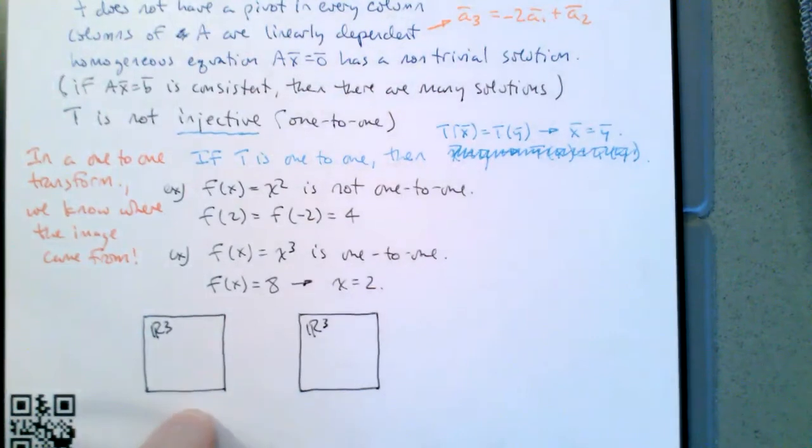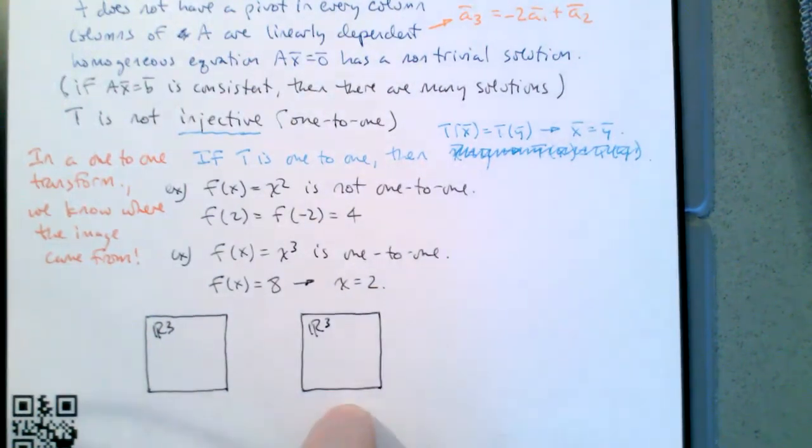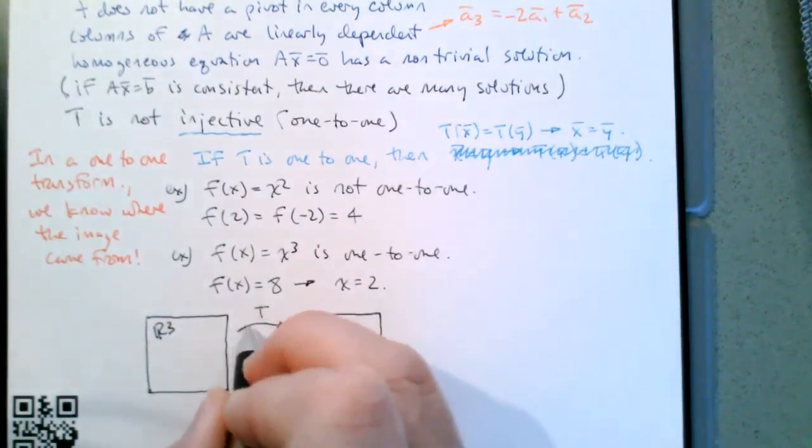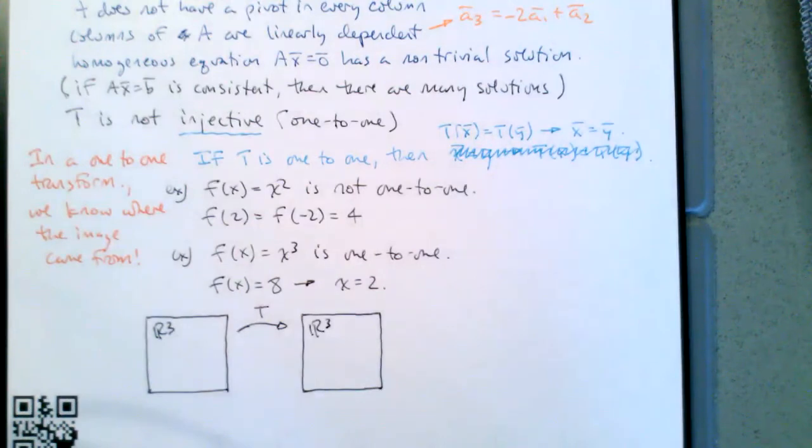So we start with everything in R3. The range is going to be smaller. We're not going to get everything in R3. Everything in R3 is not the image of some vector under the transformation T. We know we don't get everything, but we know what we do get.